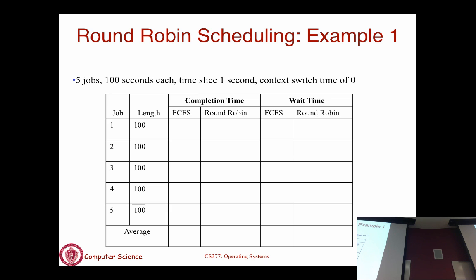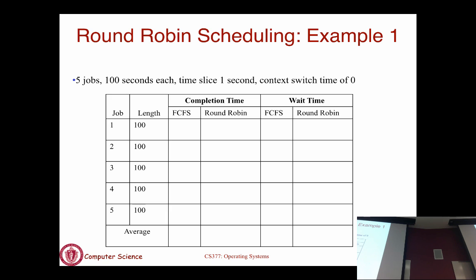Job 2 will run next. It will run for another 1 second, and then it will go to the end of the queue. Then 3 will run, and then 4 and 5. At the end of the first 5 seconds, each job has gotten 1 second of time on the CPU. Already they have started executing and made some progress. Compare that to FCFS. In the first 100 seconds, nothing happened other than running job 1. All other jobs are waiting. They did not get any CPU time at all.